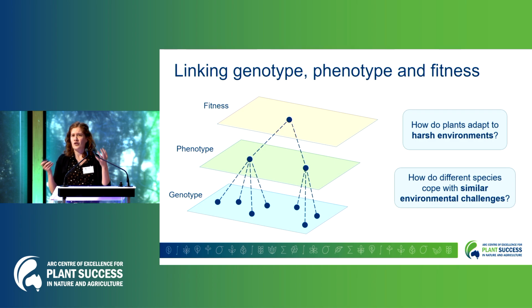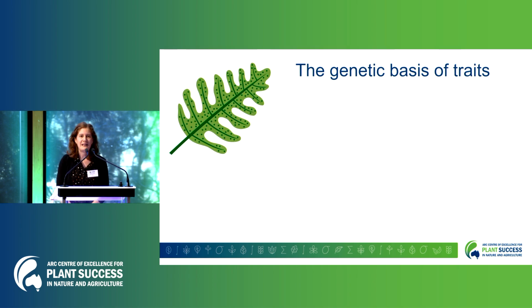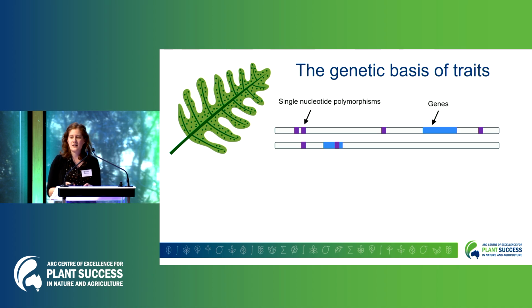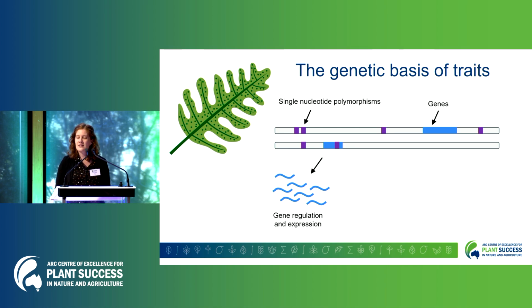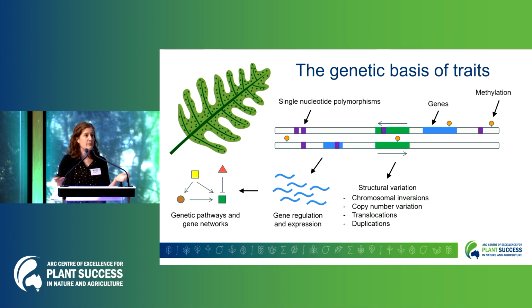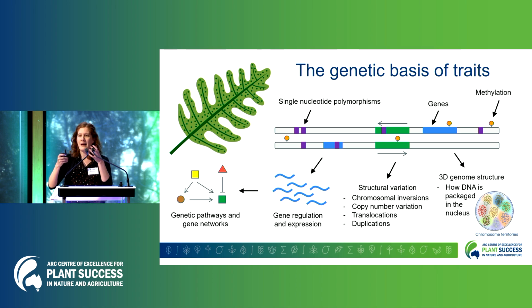So when we talk about the genetic basis of a trait, what do we actually mean? So let's say we have a plant trait, which is leaf shape. The genetic basis of it not only encompasses the single DNA changes and genes that underlie the trait, but how much each gene contributes to the trait, how these genes are regulated and expressed, how they come together to form larger pathways and gene networks, patterns of methylation across the genome, how other features of the genome, such as structural variation, impact how traits evolve over time, and how this is all modulated by how the DNA is packaged and coiled into the 3D genome structure.